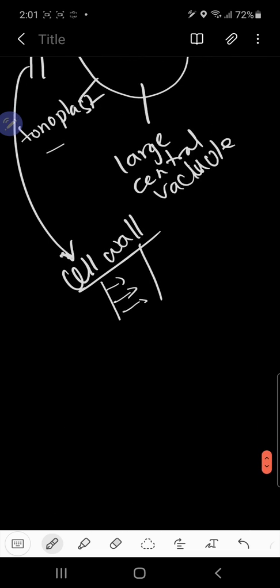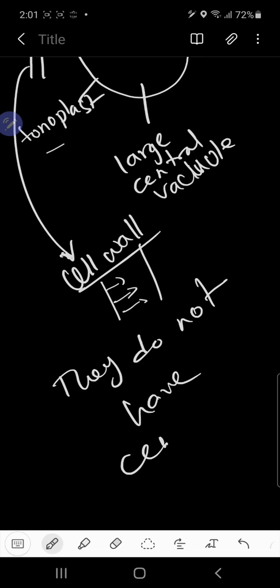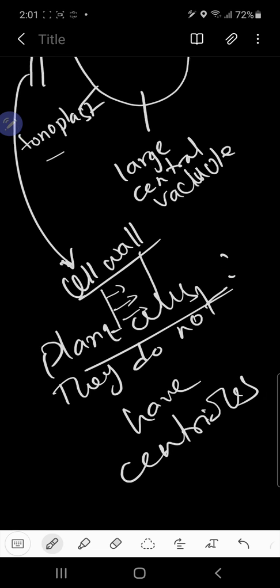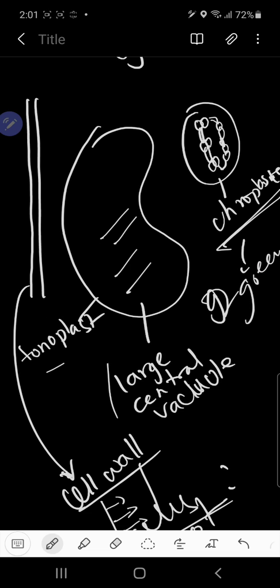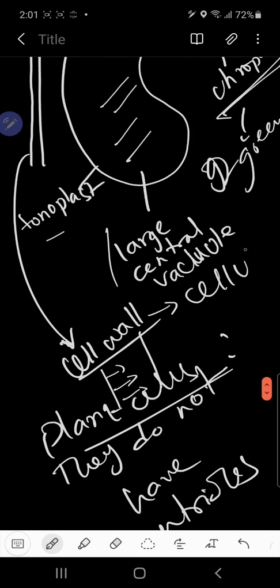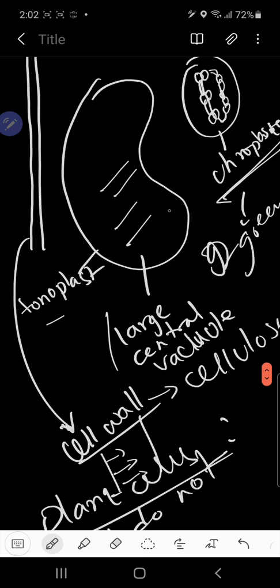Another difference is that plant cells do not have centrioles. Okay, so the major difference is that they have a large central vacuole. They have chloroplasts, which contain chlorophyll, a green pigment which helps in photosynthesis. They have cell walls, which are made of cellulose, and they have a large vacuole, and the outer membrane of the vacuole is called the tonoplast membrane. So these are the basic structures we saw of these different organelles of plant and animal cells.